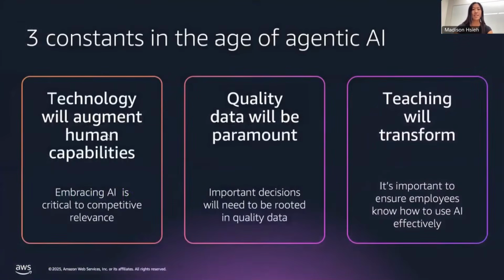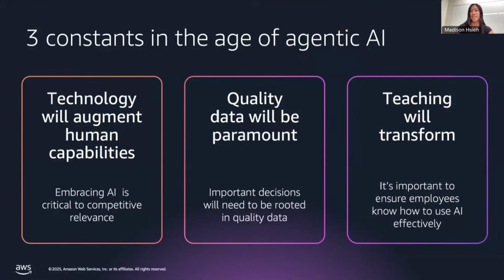All right. And so we believe that there are three concepts in the stage of agentic AI. So one is that there's technology that will augment human capabilities. So this is embracing AI, and it's critical to having competitive relevance for your company. So you'll see how we do that with our different features.